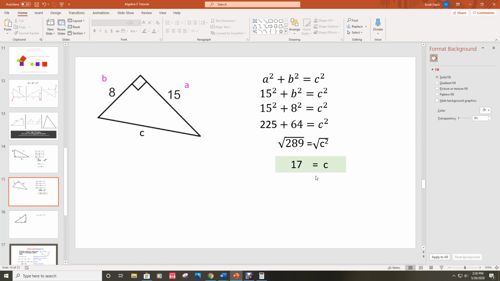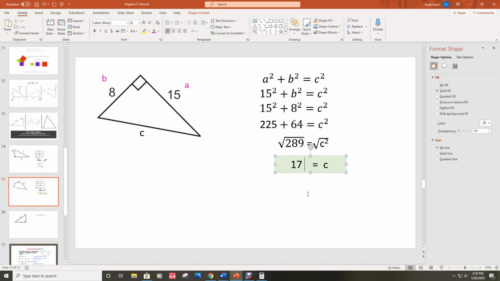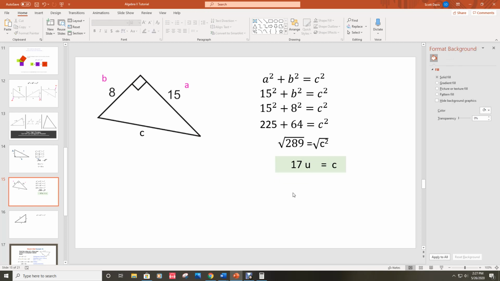So we do not have any units. Did it give us a unit? It did not. We don't have centimeters, inches, nothing. So side C is 17 units. Either U or units. I'm just going to leave the U so I don't have to make my text box bigger. All right. C equals 17 units.